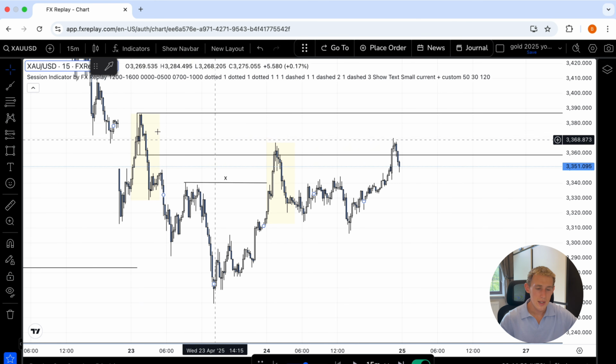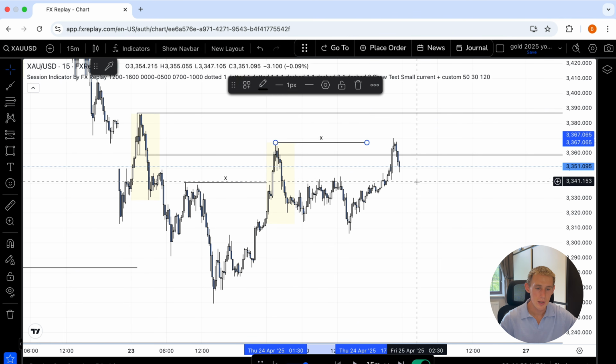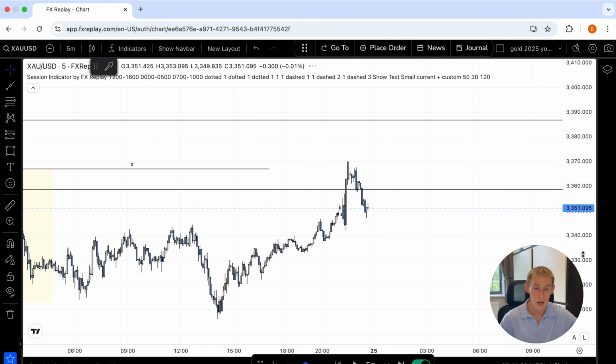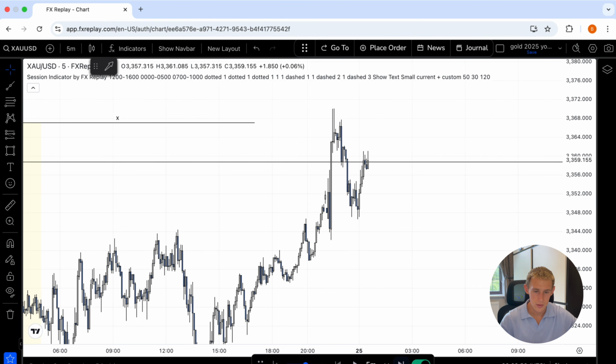Price is still within this area of supply though, so maybe this was just a sweep of the Asia high. I would consider a re-entry here, as long as price maintains within this area of supply. So let's see if we get a change of character here.